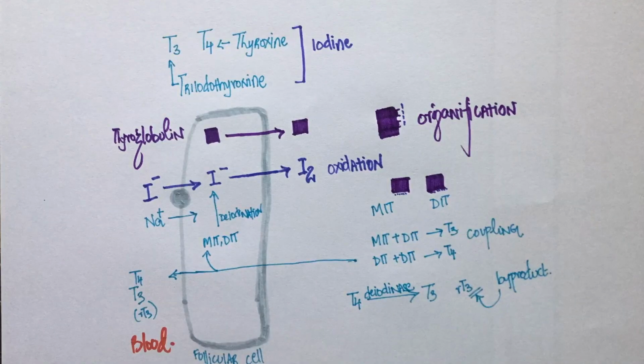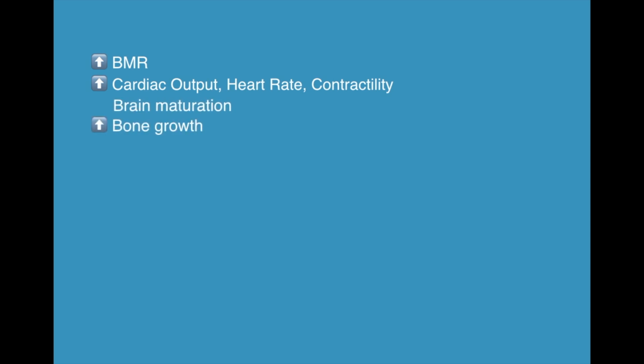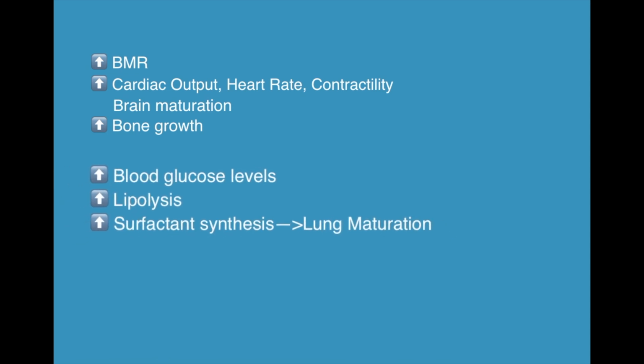You can remember all the functions of the thyroid hormone if you think of it as working in such a way that it keeps the body more active. It increases the basal metabolic rate, it increases the cardiac output, heart rate, stroke volume, and contractility, assists brain maturation, and increases bone growth. In order to keep up with the high activity, we require glucose, right? So, the thyroid hormone also increases blood glucose levels and increases the breakdown of lipids. In babies, it also stimulates the synthesis of surfactant, which is important for lung maturation.